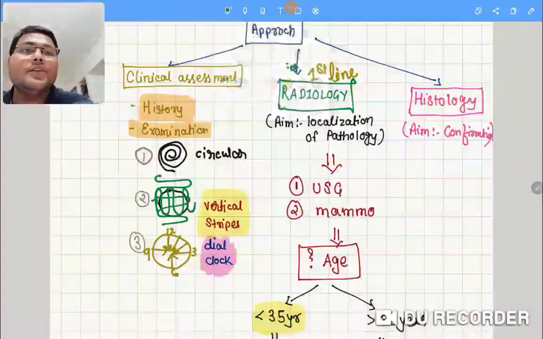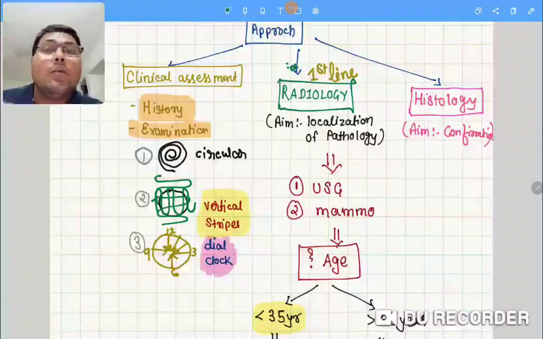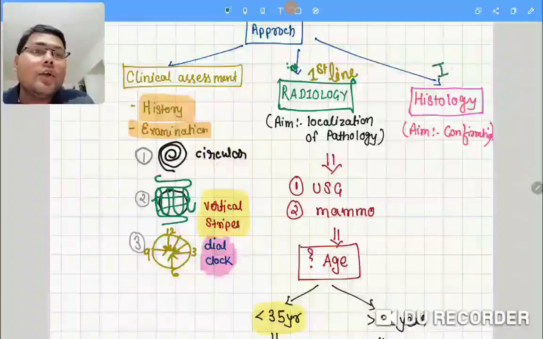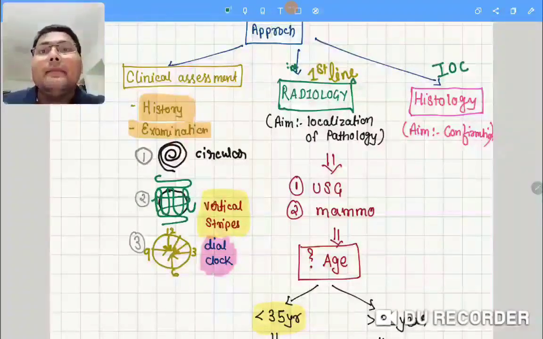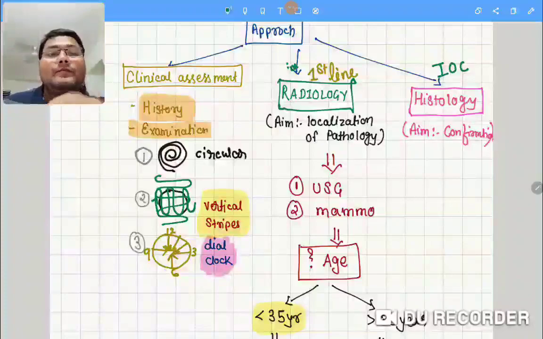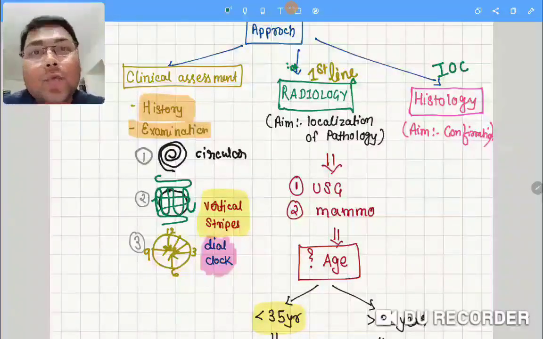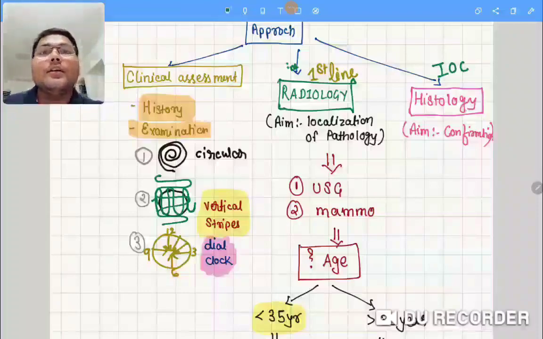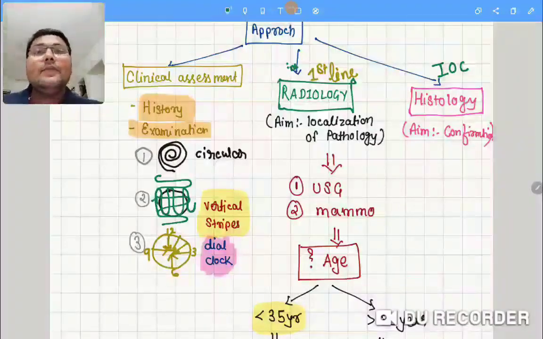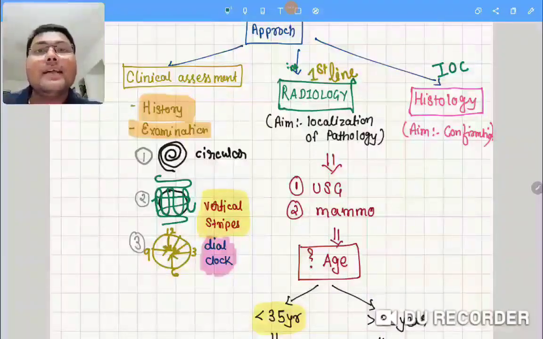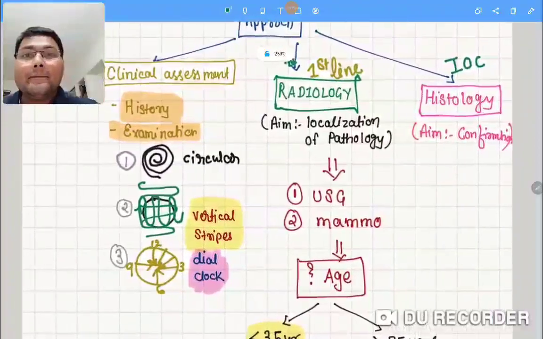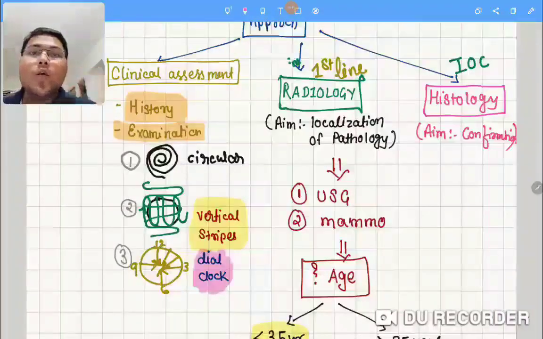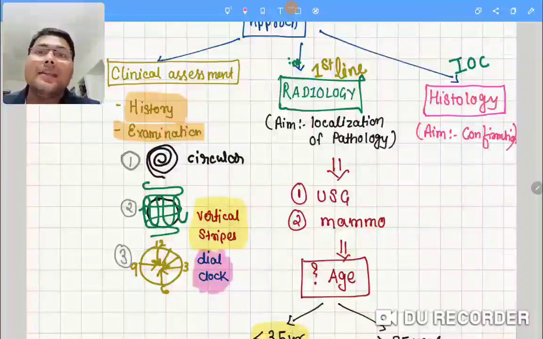First line investigation is always radiology, but the gold standard investigation, or investigation of choice, is histological examination, because this gives you proof of whether the swelling is benign or malignant. This is the investigation of choice to move further towards surgical exploration of the swelling. It gives you a tissue diagnosis. That's why it is the gold standard investigation for the breast lump. But the first investigation is radiology, and the aim of radiological investigation is only localization of pathology for a histological examination.